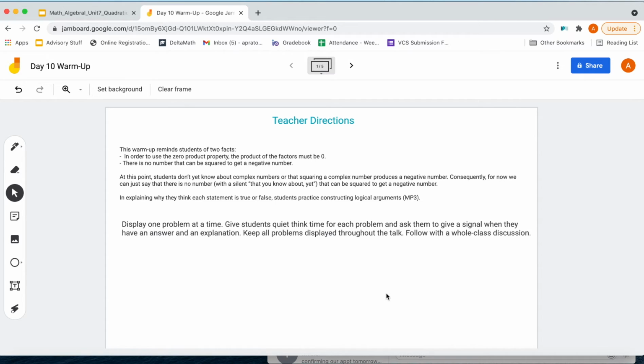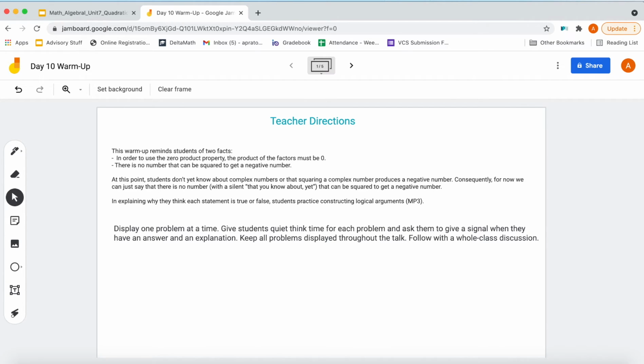So the directions for this is you're going to display one problem at a time as opposed to giving it to all of them. You can share with them the link to this Jamboard and just instruct them to stay on one slide. What you can do is just give them some quiet think time for each problem and then ask them to give a signal when they have an answer and an explanation. And keep all problems displayed throughout the talk and then follow with a whole class discussion.